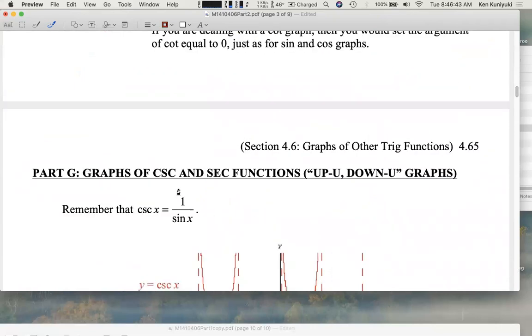Next up, how do we graph cosecant and secant functions? Next time.